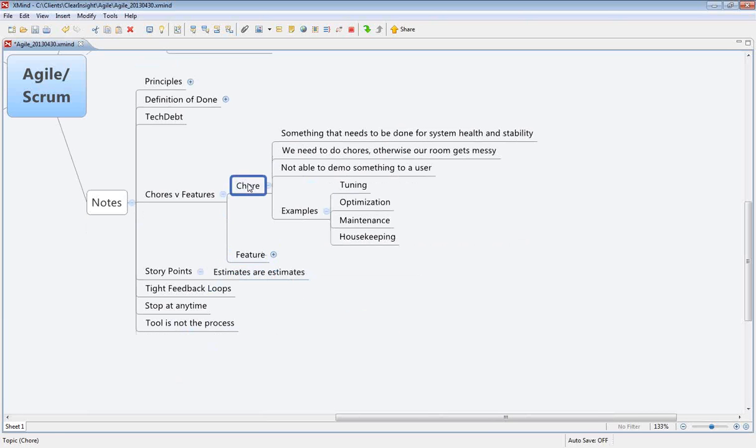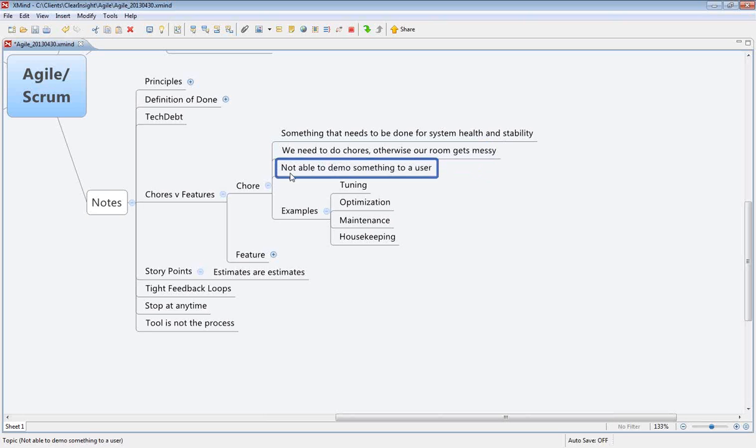The other part of that is chores, and these are things that need to be done for system health and stability. So unfortunately, if we lived in a wonderful world where we can all just keep delivering features and that all works, then everyone would be happy. But the unfortunate reality is we need to do chores, otherwise our room gets messy. Thinking about where we live, if you don't clean up every once in a while, then the place gets messy. And any software solution really fits the same analogy there. So if you don't do some chores for health and stability, it's going to get messy and it's going to end up costing. It could create problems down the road.